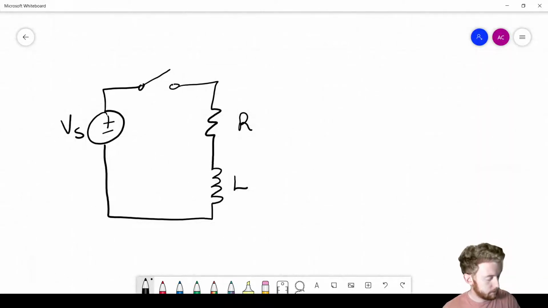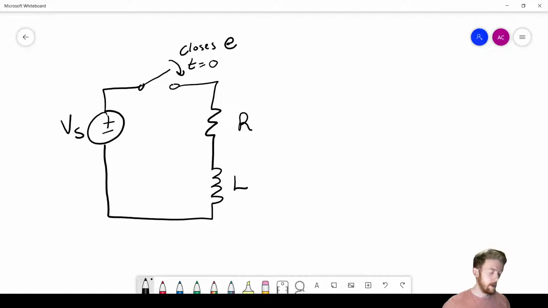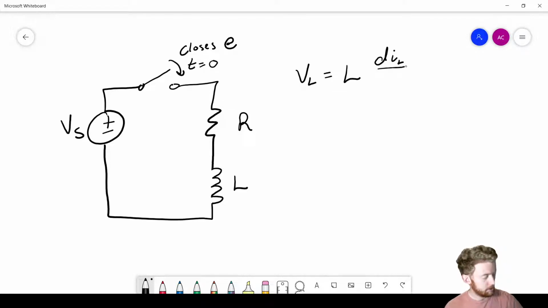Like with capacitors, we're going to say this switch closes at time t equals 0. Just to review, if you're looking on a graph, at time t equals 0, that's when the switch is closing, so that's when we're going to see most of the action happening in this circuit. The fundamental equation for an inductor that the physicists and mathematicians have identified is that the voltage across an inductor is equal to its inductance times the change in current through the inductor over the change in time.